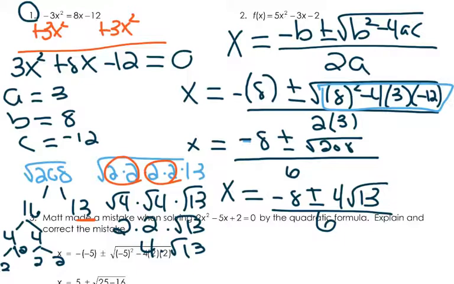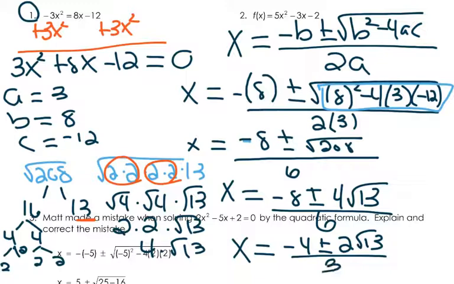Now I can reduce this because 8, 4, and 6 do have some like terms. So I could even say x is equal to negative 4 plus or minus 2 radical 13 all over 3, because here the GCF is 2.